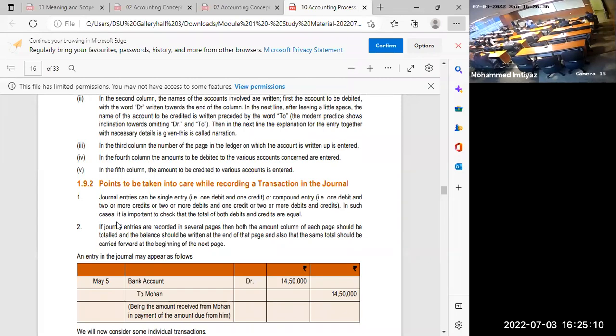Write it. Bank account debit. How much you received? 2,45,000. Don't go to credit immediately. We have one more debit. Discount allowed account debit. Bank account debit 2,45,000. Discount allowed account debit 5,000. How do I know this 5,000? Difference between the amount due and amount received. Discount allowed account, or discount account simply, 5,000.